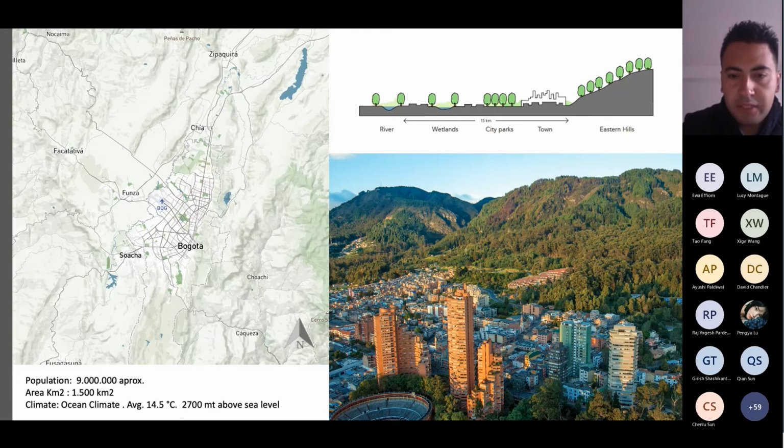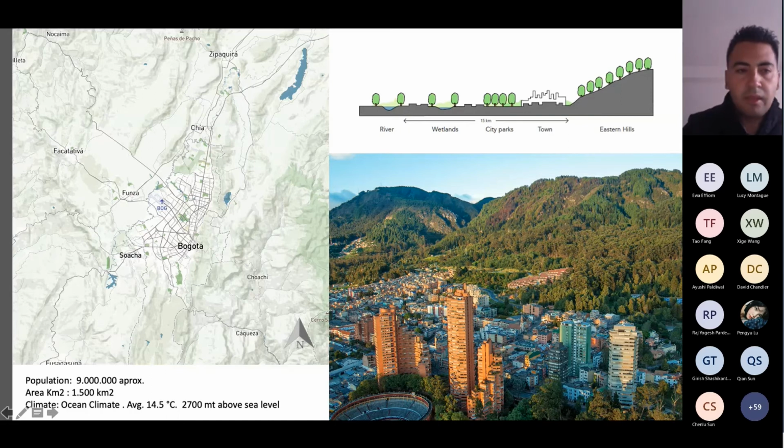Okay, so let's start with the research. I will first explain the main concepts of my work. The first one is gated communities. Basically, a gated community is a group of dwellings that are surrounded by walls or fences that commonly are monitored 24 hours by control systems.